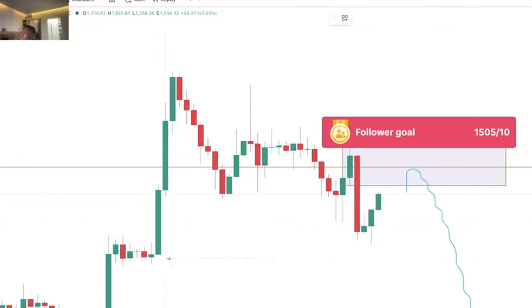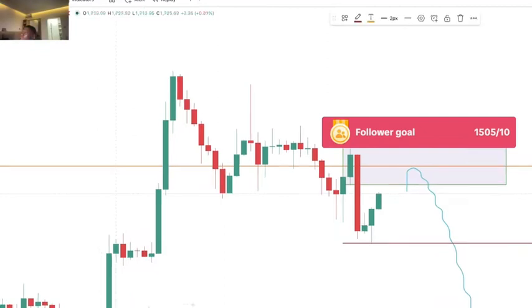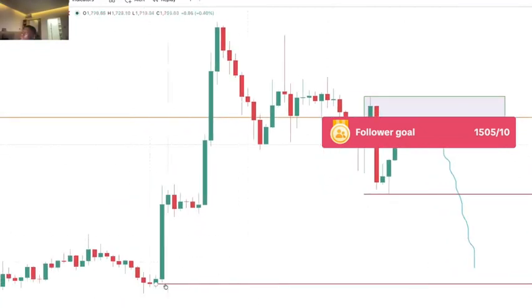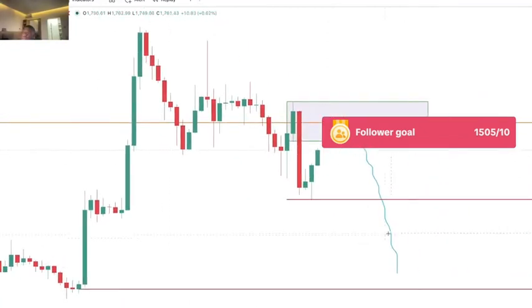So my first target here, second target. So this is what I'll be looking at on my Ethereum.